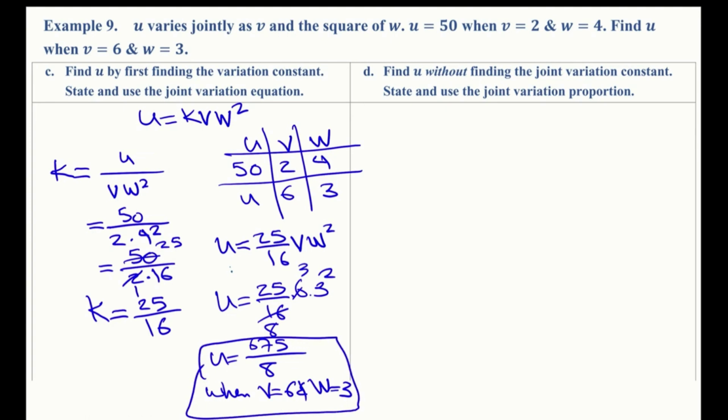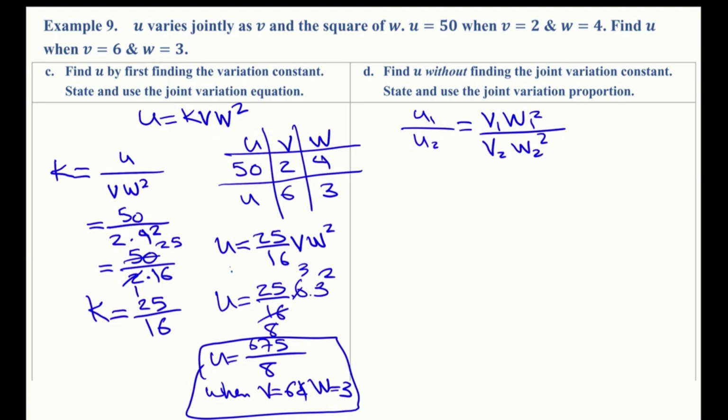All right, we can also do it without having to find k, but we have to carefully set up our proportion. So we get u1 over u2 equals v1 w1 squared over v2 w2 squared. Remember, the structure of the proportion comes from the equation. So you have u, v, and w squared. u, v, w squared. All right.